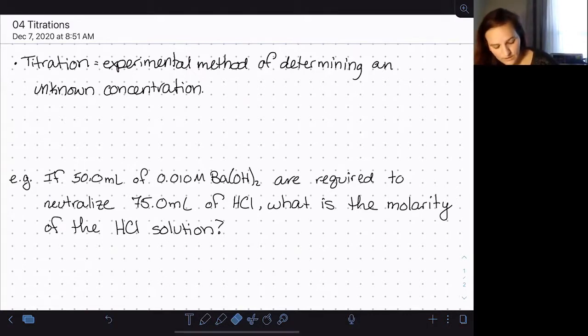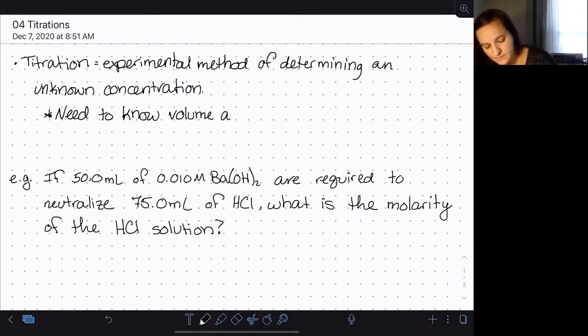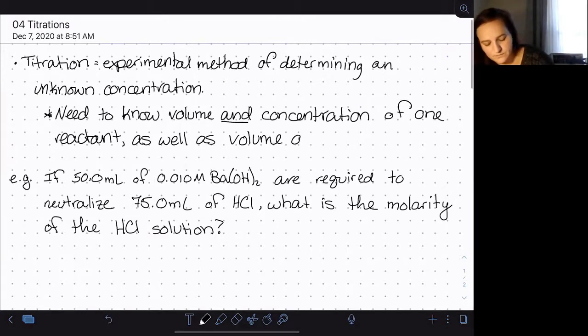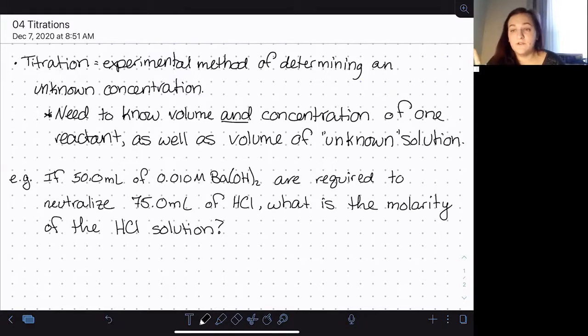So in order to use a titration in this way, we need to know both the volume and concentration of one reactant, as well as the volume of the unknown solution. So for one of our reactants, we need to know both the volume and the concentration. For the other one, if we know the volume, we can find the concentration.